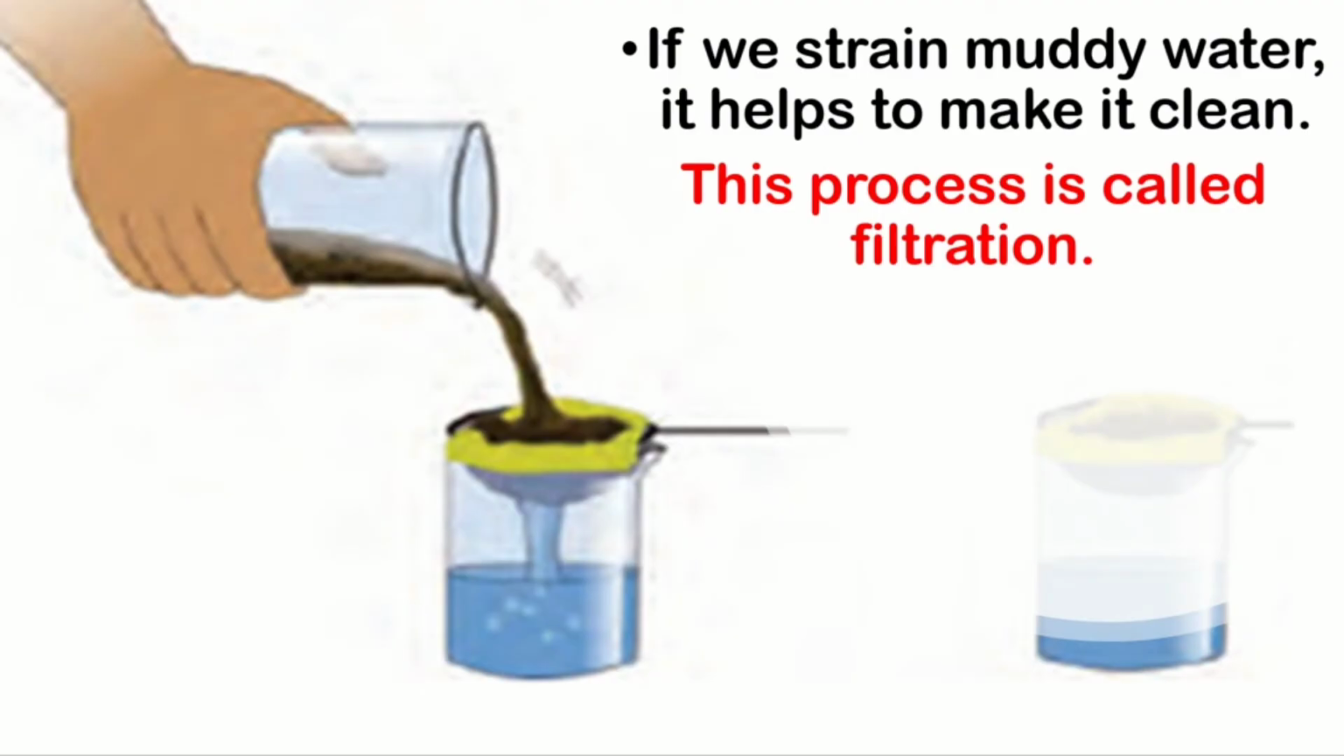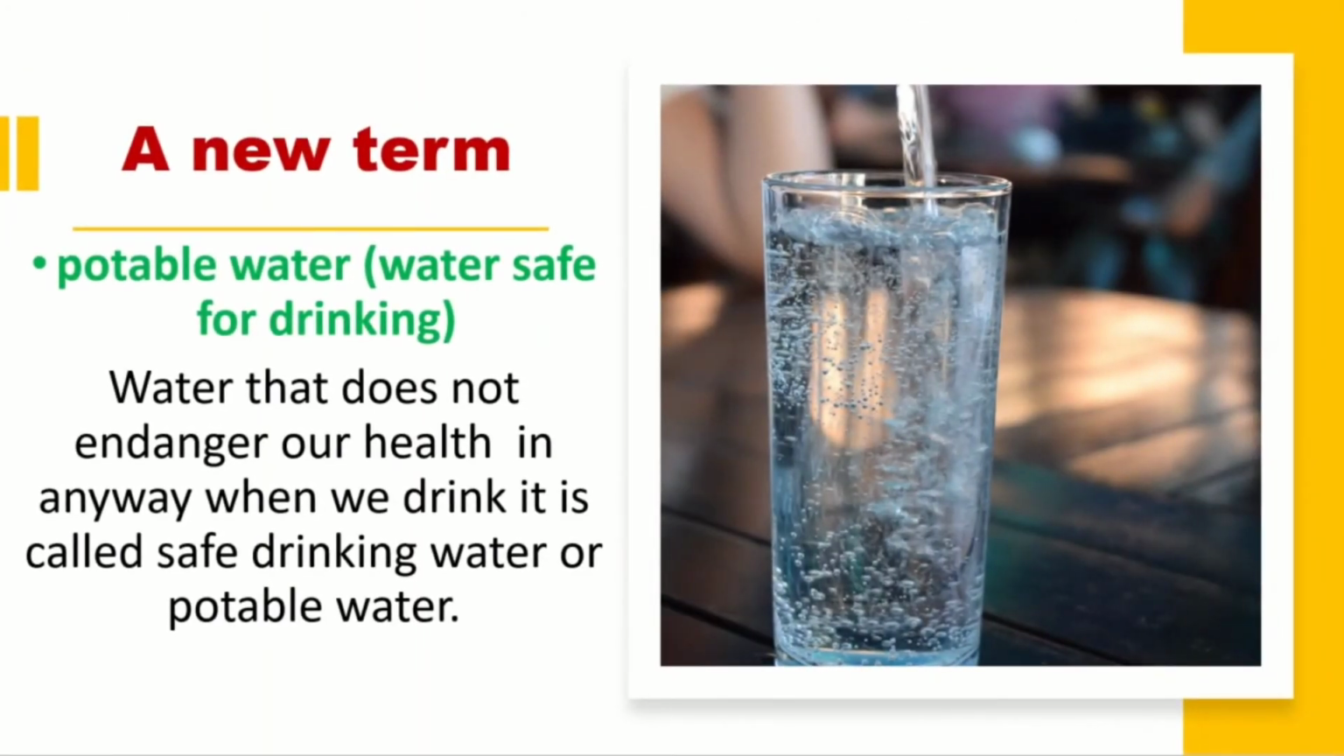Now children, we need to drink potable water. What is the meaning of potable water? Let us see that. Potable water means water safe for drinking. Water that does not endanger our health in any way when we drink it is called safe drinking water or potable water. When we drink the water, it should not harm our health. Then only we can say it is safe water or potable water.